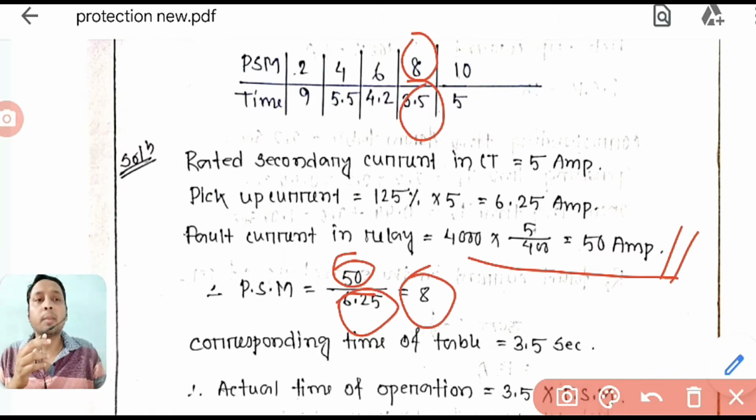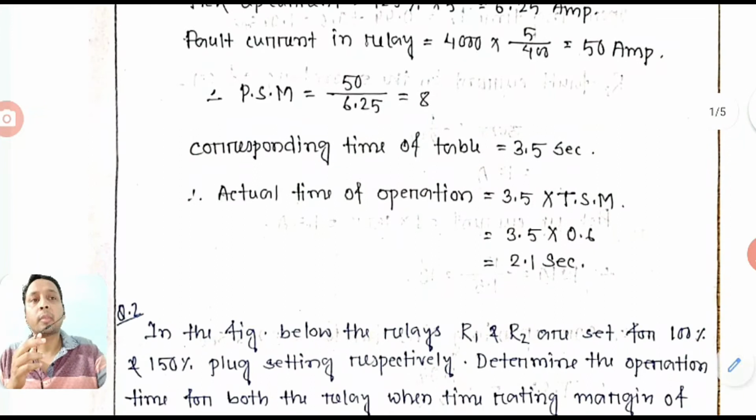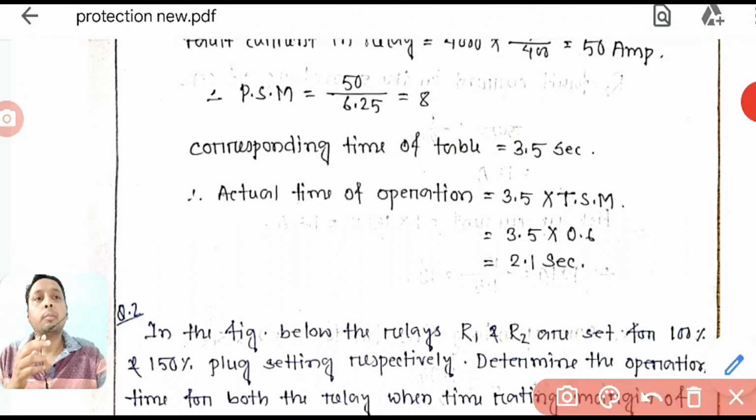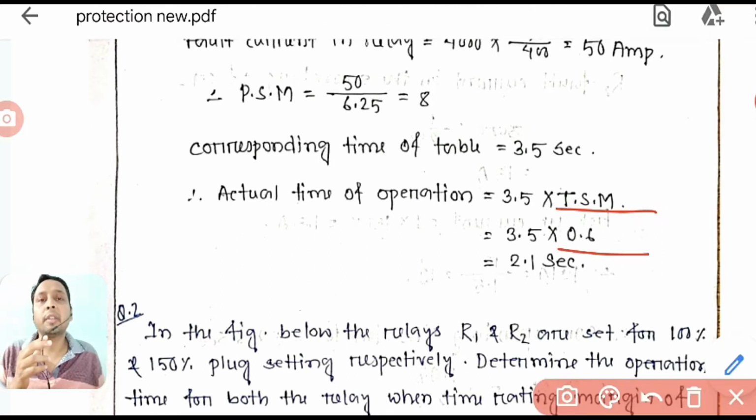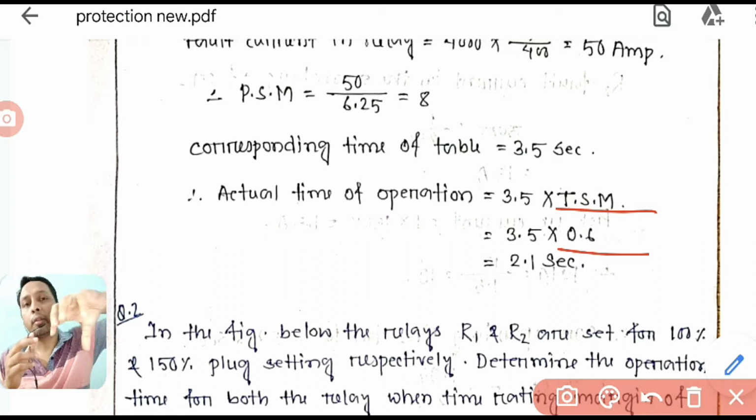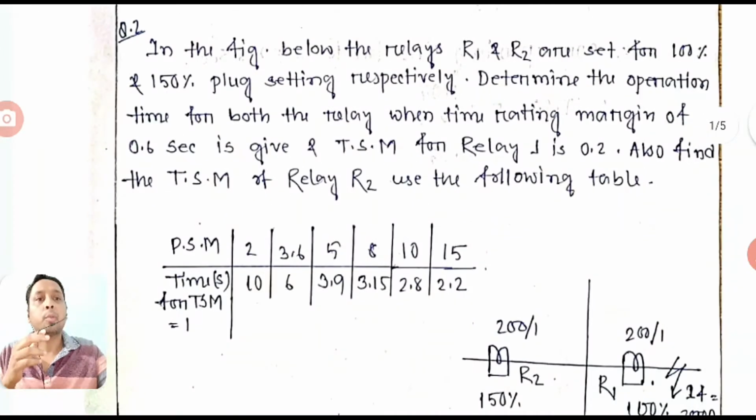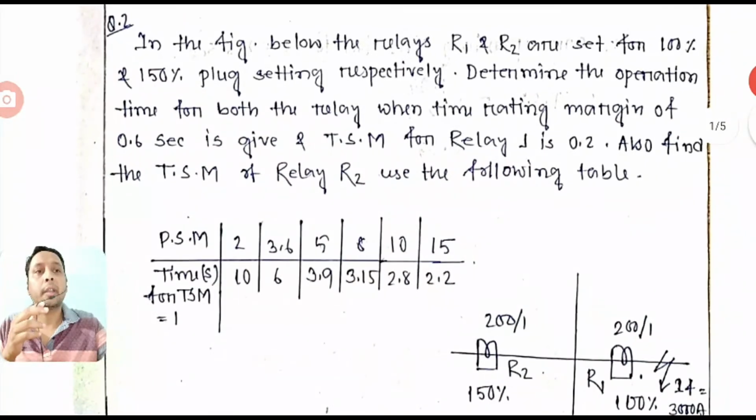But we have given the time setting multiplier, TSM, of 0.6. It is given in the question as 0.6. For a full revolution it is 3.5. For 0.6 revolution, that is 60%, it will not rotate fully; it will rotate a little more than half, that is 60%. So it will be 2.1 seconds. Once this is done, there is a similar type of question.